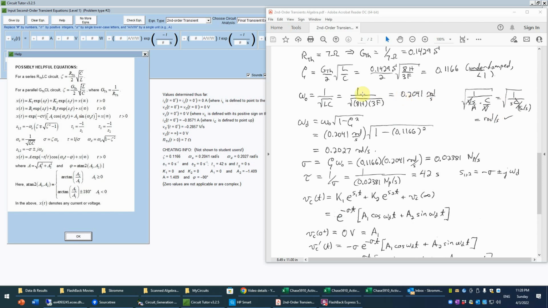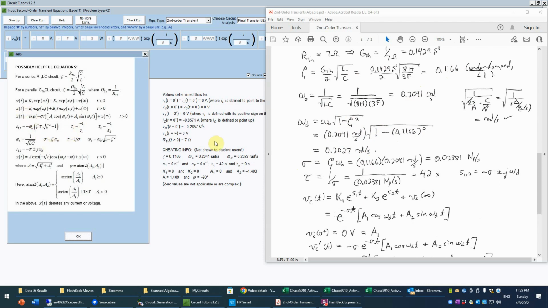I'm also going to want the omega d value, and notice all these formulas are given on this sheet. I should have pointed out there's the omega naught formula. So omega d, our damped natural frequency, or resonant frequency, is omega naught times the square root of 1 minus zeta squared. I've just written that here. Plug in the numbers. The omega naught we've already found is 0.2041 radians per second, and the zeta was 0.1166. Computing that, it works out to be just a little bit less than omega naught because the damping is rather low. So that's 0.2027 radians per second.